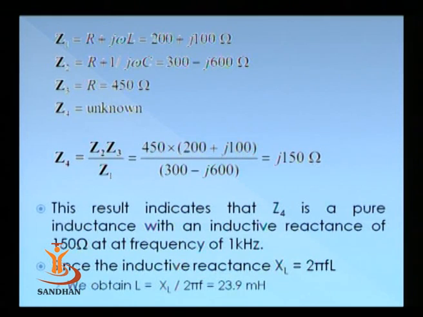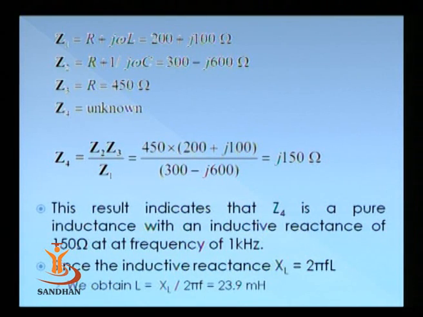A simple expression is given here, that is Z1, the impedance of the first branch, R plus jωL, that is 200 plus j100 ohms. Second branch impedance R plus 1 upon jωC, that is R minus j 1 upon ωC, equivalent to 300 minus j600 ohms. Z3, third branch impedance, 450 ohms, while the fourth branch is unknown. So the fourth branch can be calculated by the simple expression Z2 Z3 upon Z1, reducing it to j150 ohms.